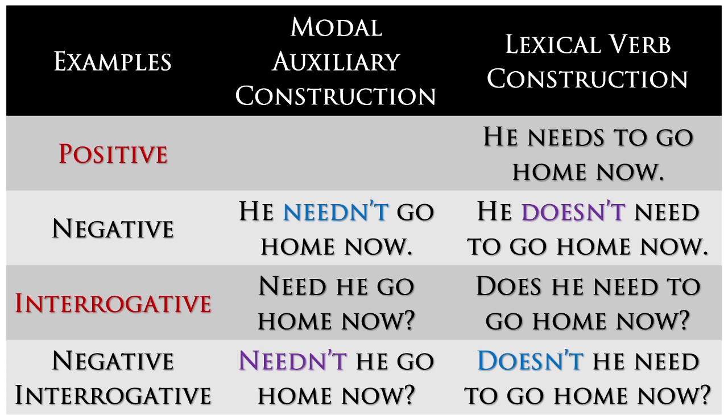Let's look at the equivalent lexical verb constructions. Under the positive, we have he needs to go home now. Under the negative, we have he doesn't need to go home now. Under the interrogative, we have does he need to go home now? And under the negative interrogative, we have doesn't he need to go home now?